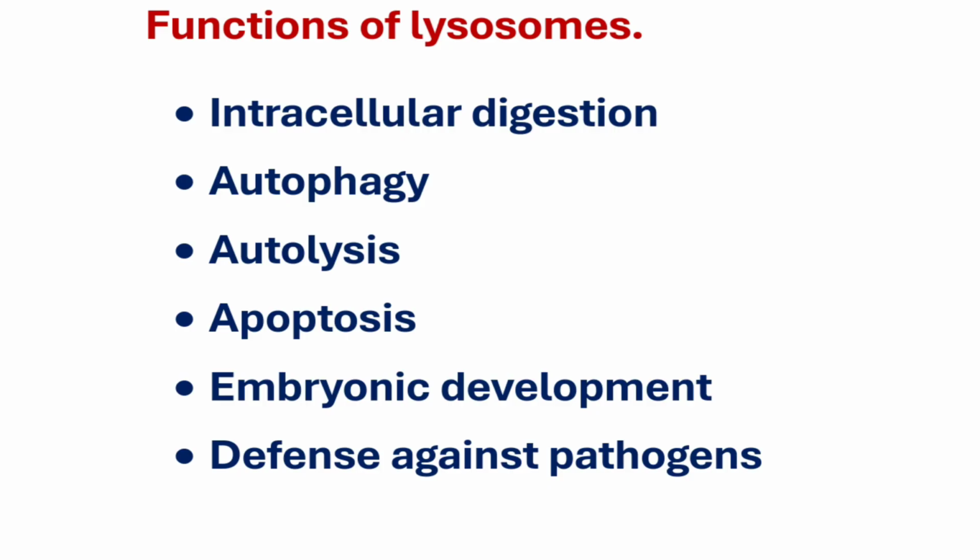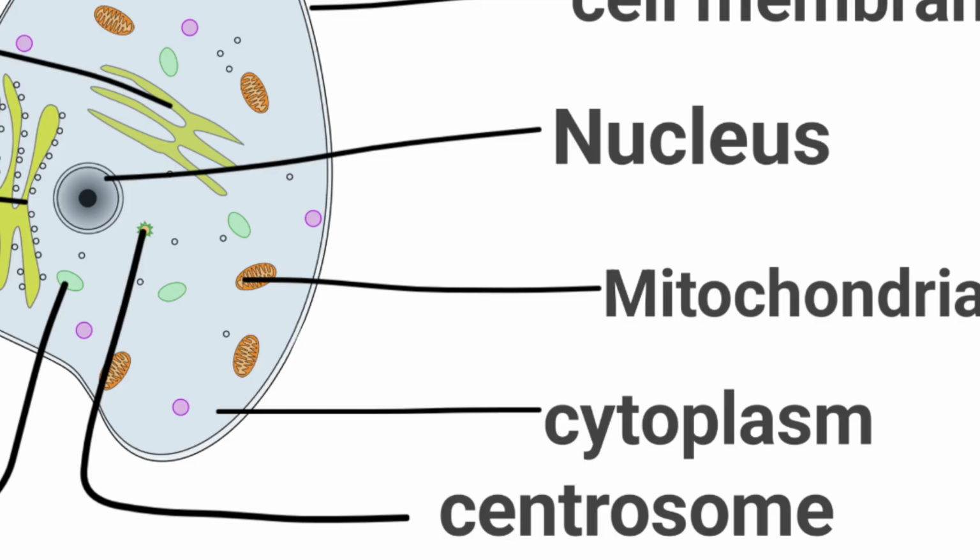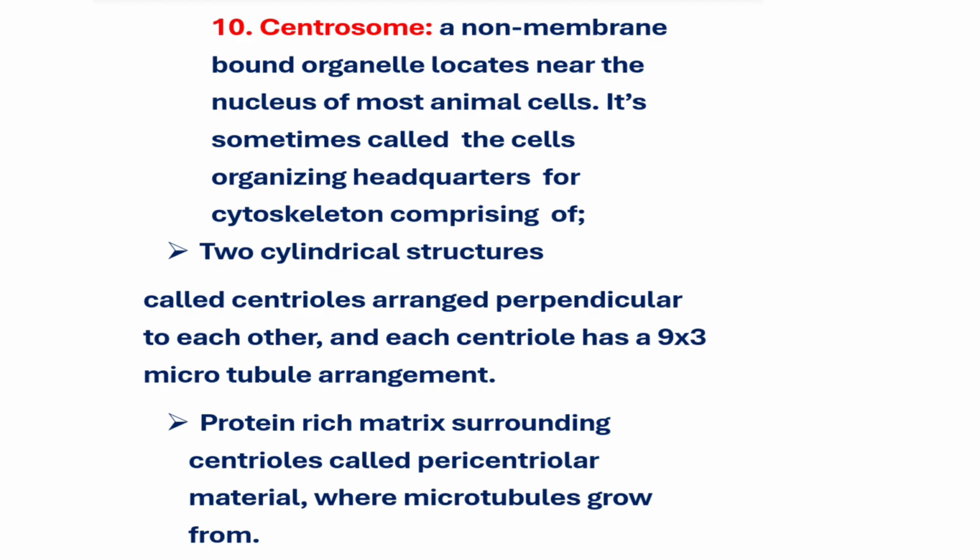The next part is the centrosome. A centrosome is a non-membrane-bound organelle located near the nucleus of most animal cells. Therefore, the centrosome is only found in animal cells. It acts as the main microtubule organizing center and plays a crucial role in cell division, cell shape, and movement of organelles. It is sometimes called the cell's organizing headquarters for the cytoskeleton.